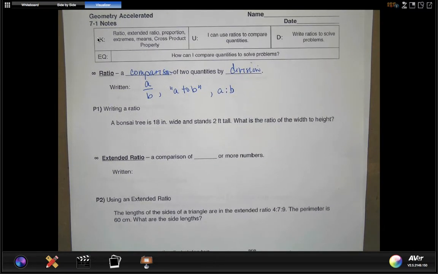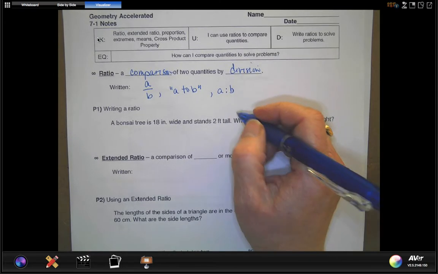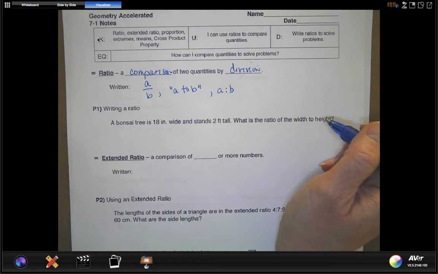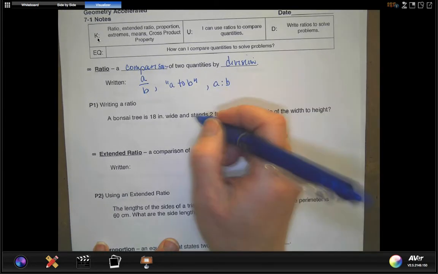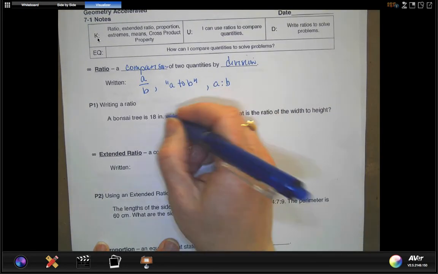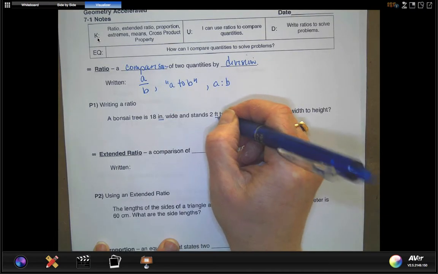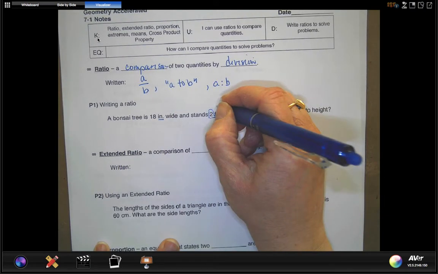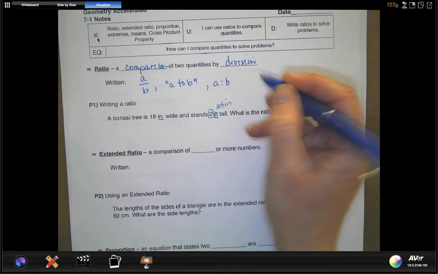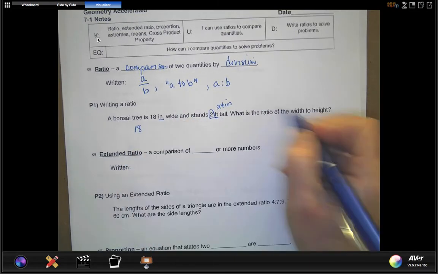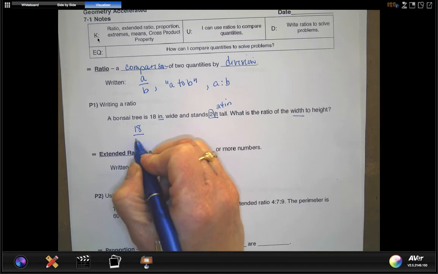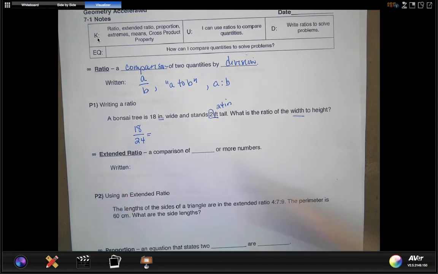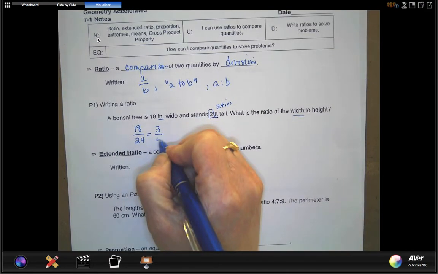So as an example here, a bonsai tree is 18 inches wide and stands 2 feet tall. What's the ratio of the width to the height? All right, well, the problem here is we've got inches and then we've got feet. So the 2 feet, we've got to change it to 24 inches. So the width to the height, so 18 over 24. And if I reduce that fraction, they're both divisible by 6, so I get 3/4.